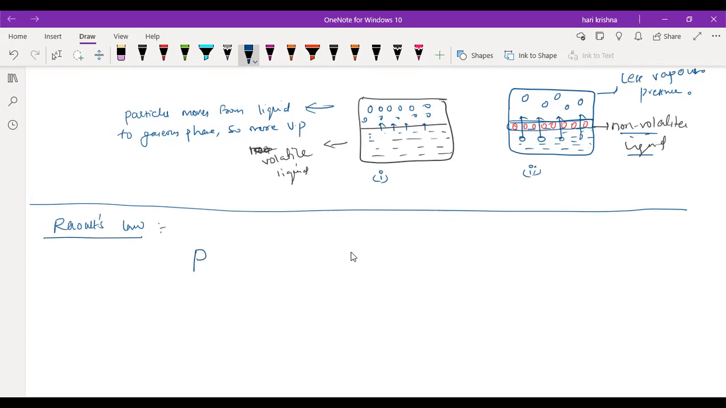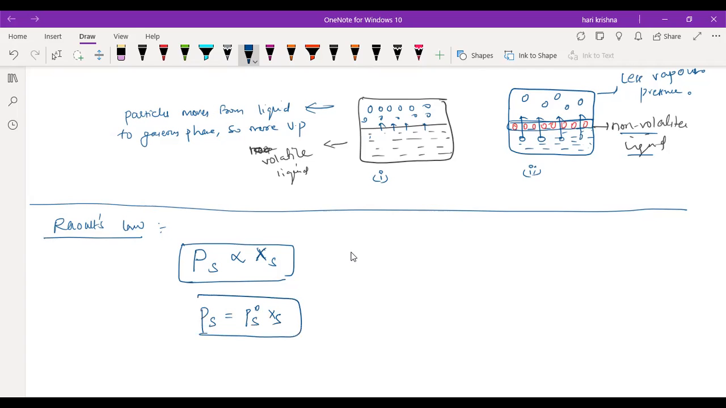The partial pressure of each component of the liquid in the given solution is directly proportional to the mole fraction of that component. So Ps, the partial pressure of a particular component in the solution, is directly proportional to the mole fraction. If you remove this proportionality constant, Ps equals P naught s into Xs. This is Raoult's law.